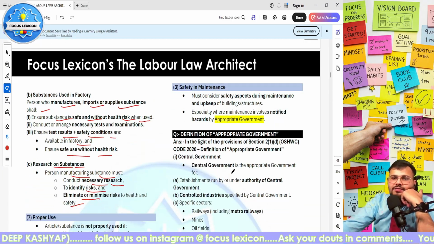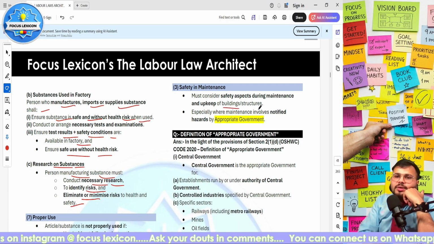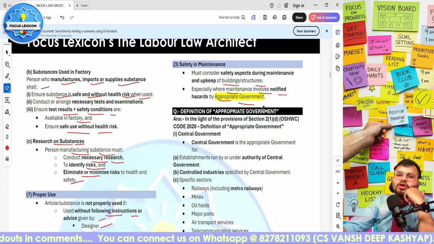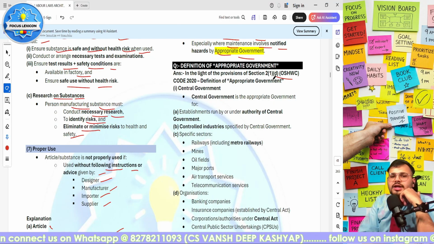Next is safety in maintenance. They must consider safety aspects during maintenance and upkeep of building structures, especially where maintenance is involved. Notify hazard by appropriate government. Now, who is an appropriate government? Definition of appropriate government in the light of provisions of section 2(1)(d) of the OSHWC Code.